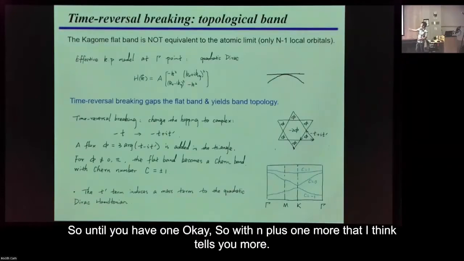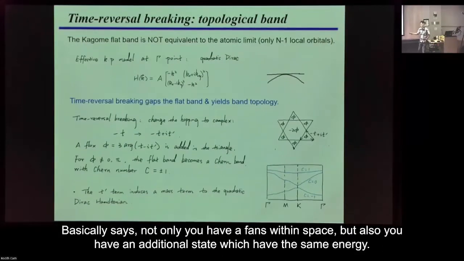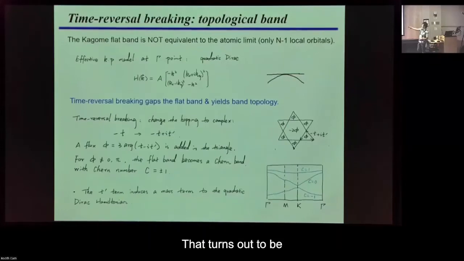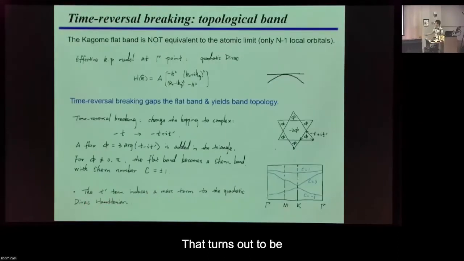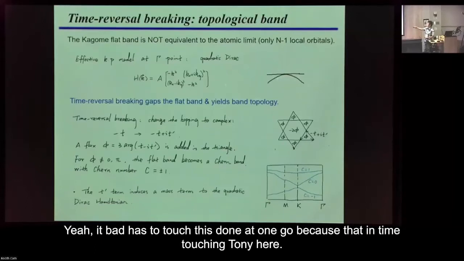Okay, so with n plus one modes, that actually tells you more. Not only do you have a band with n states, but you also have an additional state which has the same energy. That turns out to be a degenerate point, shown here. The fact that you have n plus one states at the flat band energy means the other band has to touch this band at one point, and that's exactly the gamma point. And if you do the momentum space calculation, it's a quadratic band touching Hamiltonian here.